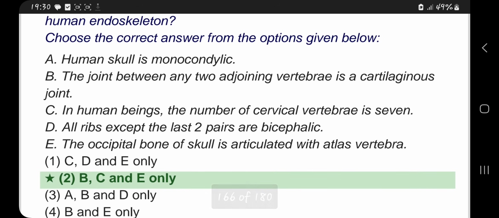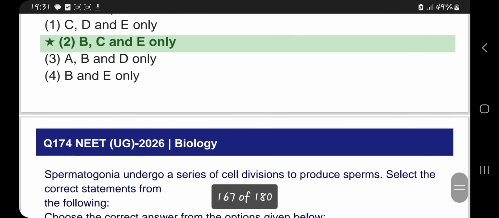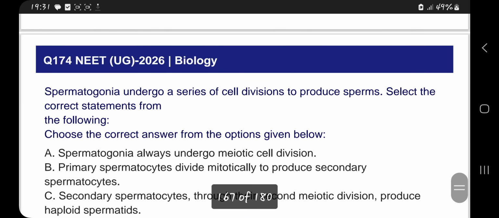D, all ribs except the last two pairs are bicephalic, is wrong. So B, C and E are correct. Remaining are incorrect answers. Human skull is bicondylar. All ribs except the last two pairs are bicephalic, that is wrong. B, C and E are correct answers.